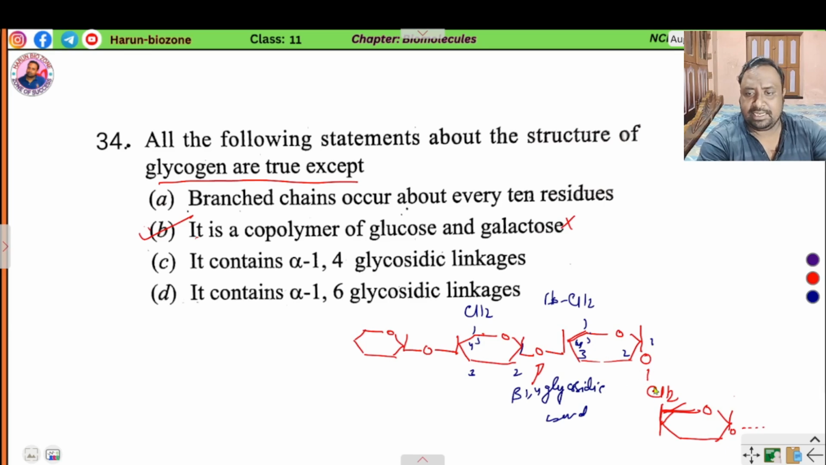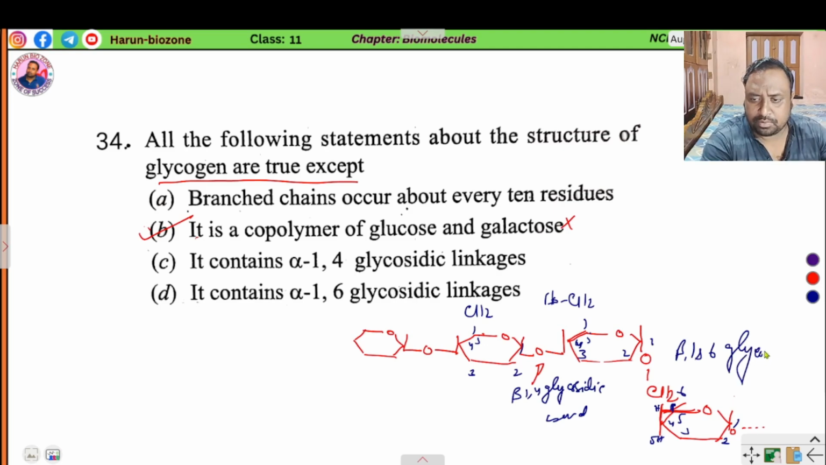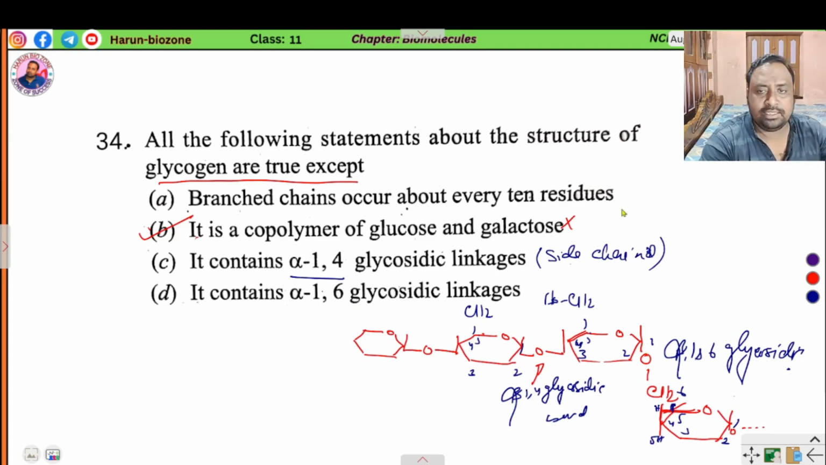glycosidic bond. And the branch chain is formed between the 1, 2, 3, 4, 5 and 6, CH2, 6 number carbon. So beta 1,6 glycosidic bond. So in case of glycogen, alpha 1,4 glycosidic bonds and alpha 1,6 glycosidic bonds are present. But alpha 1,6 glycosidic bond is a side chain or branched chain, and this is the linear chain. Clear? So here the branch occurs about every 10 residues. So here B is the wrong answer.